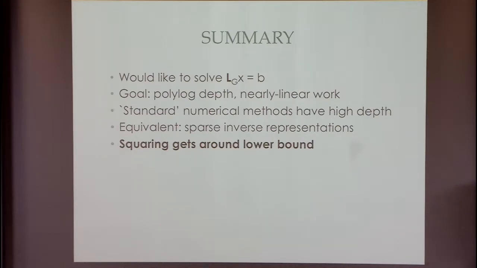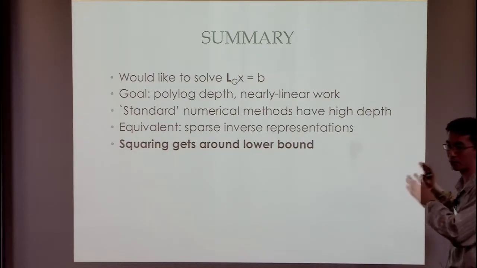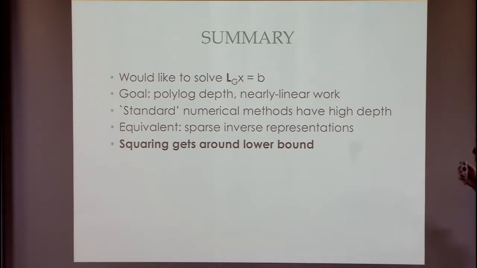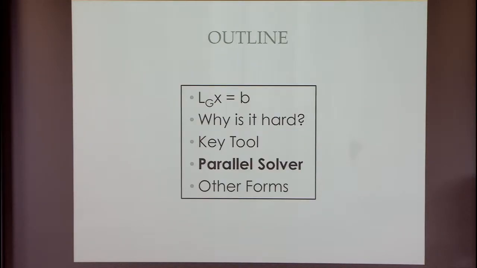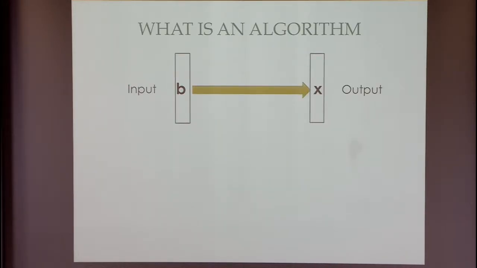So this is our way of getting around the lower bound described earlier, which is by just repeating squaring. And in the rest of the talk, I'll describe how to translate this into algorithms. So before we describe the algorithm, let me first launch into a philosophical discussion of what is a numerical algorithm.